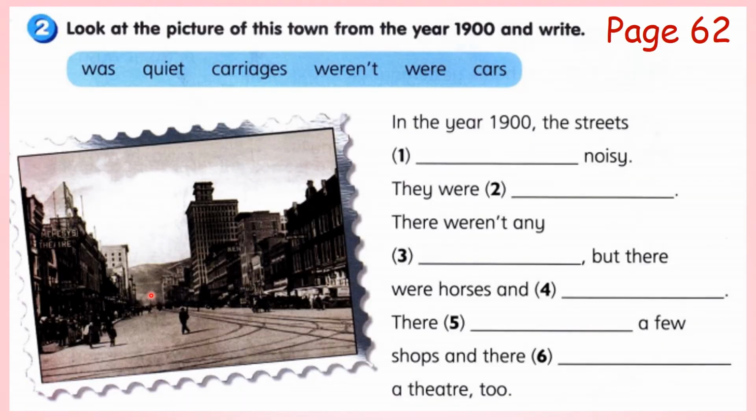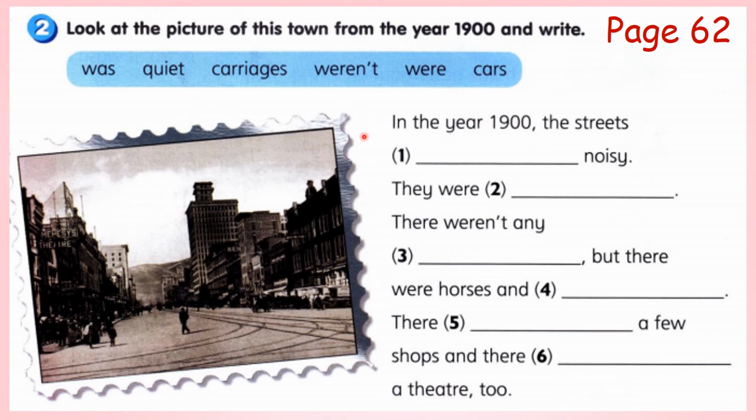Okay, class, look at an exercise on page 62 in your activity book. Okay, the instruction. Look at the picture of this town from the year 1900 and write. Okay, before that, let's read the words in this blue box. Baca dulu perkataan dalam kotak biru ni. Okay. Was, quiet, carriages, weren't, were, cars. Okay, now look at this exercise. There are blanks that you need to fill in using the words here. Terdapat tempat-tempat kosong yang kamu kena isikan dengan perkataan yang diberikan.